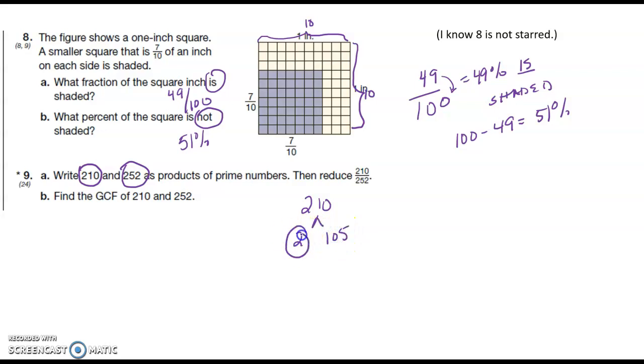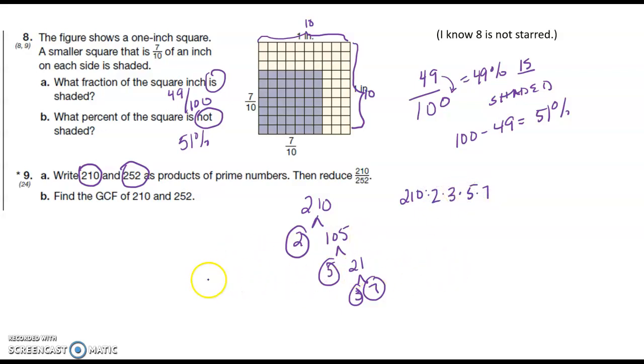105. We know 2 is prime. And then I'm going to divide by 5, because 5 is prime, and I get 21. This is 3 and 7. Okay, so my prime factors for 210 are 2, 3, 5, and 7.